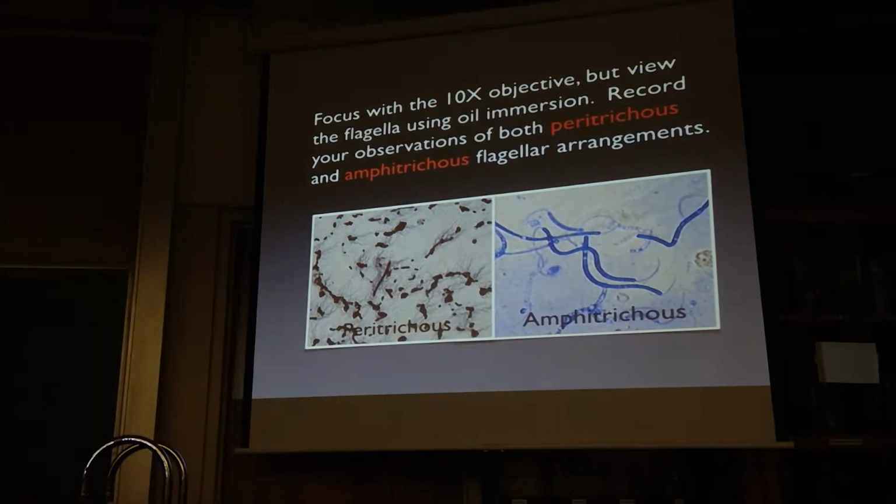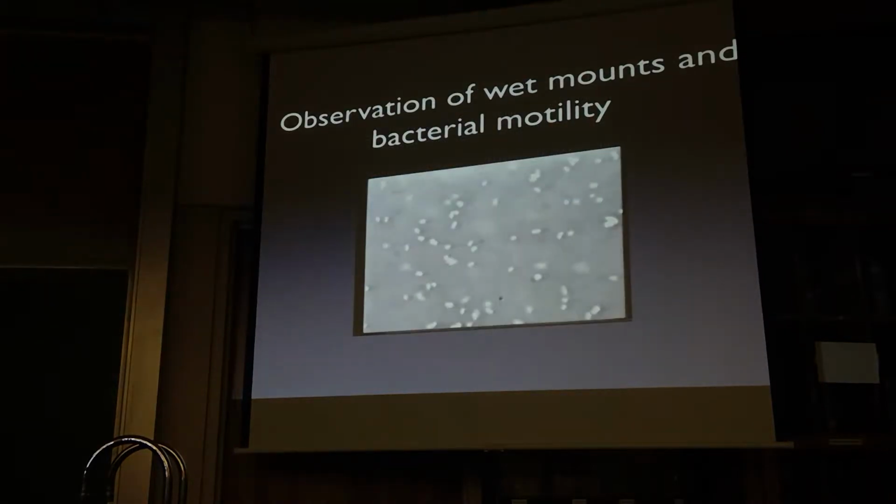Now, since we will not be doing flagellar stains with your morphological unknown, if you want to know whether your culture can produce flagella, the best way to do so is to see if they can swim. So we're going to do a wet mount and see if your bacteria swim. If they swim, they have flagella.